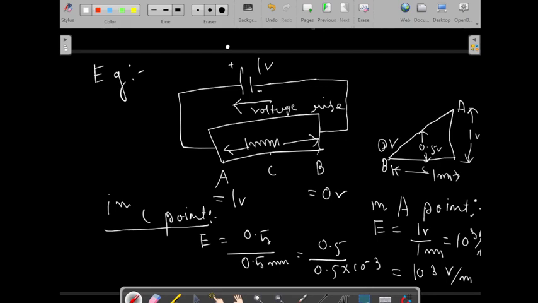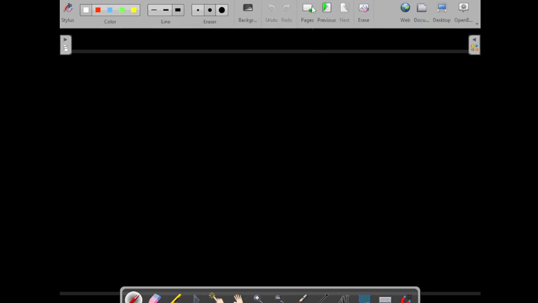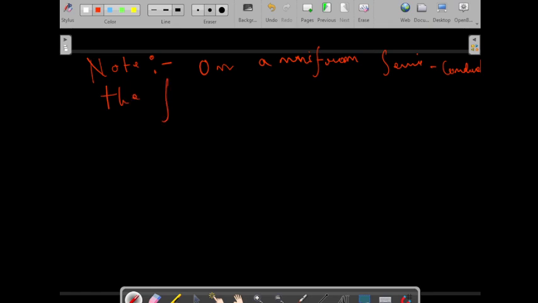So the main conclusion, the note is, on a uniform semiconductor, the field intensity will remain the same.